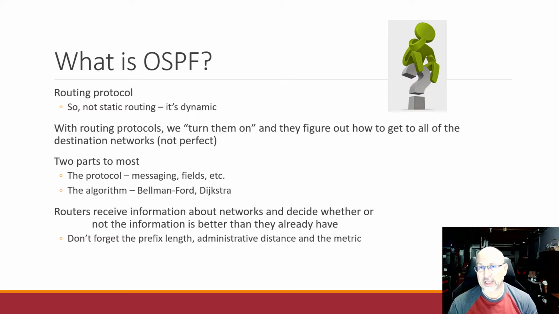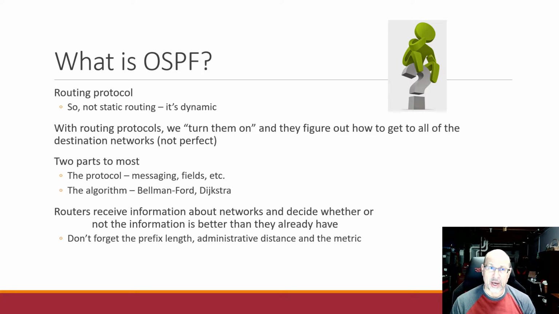Assuming that the prefix lengths are even, then the next thing that we look at is admin distance. And admin distance is a measure of the quality of the route. So directly connected is an admin distance of 0. Static is 1. And then you get into your routing protocol. So OSPF has an admin distance of 110, RIP has 120, and so on.